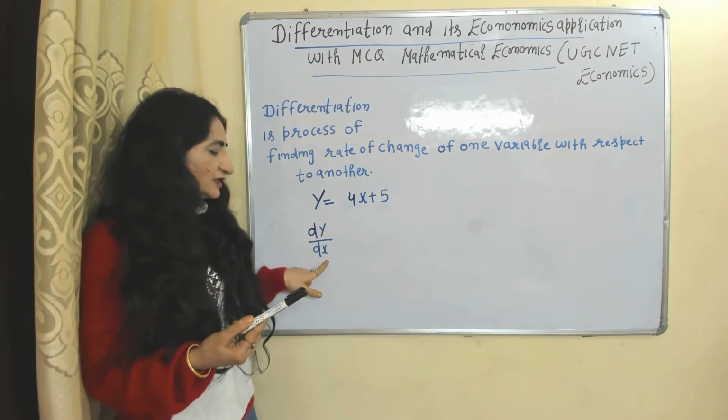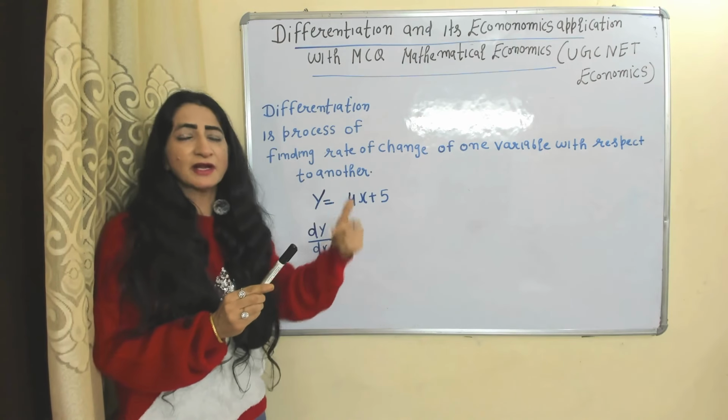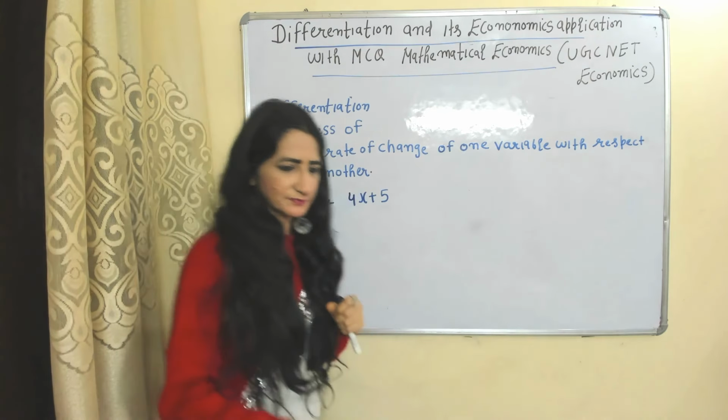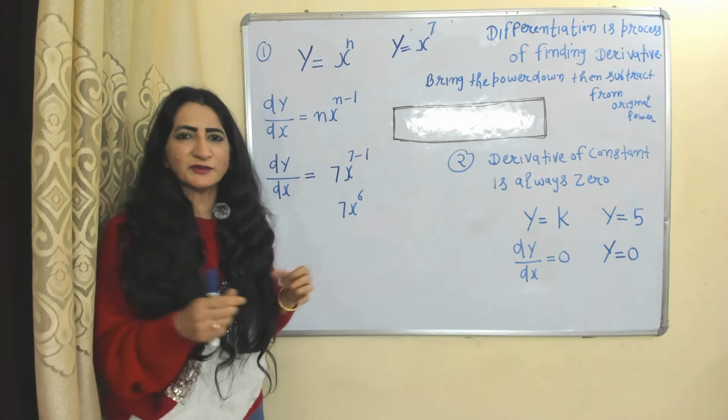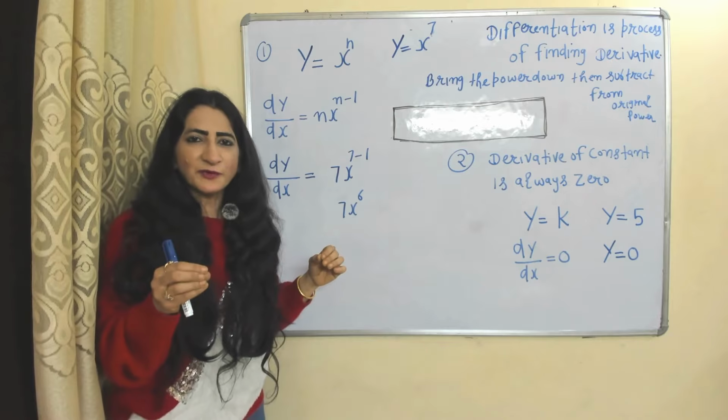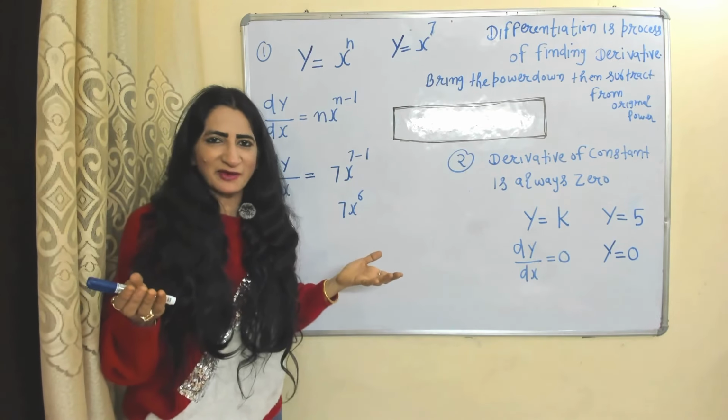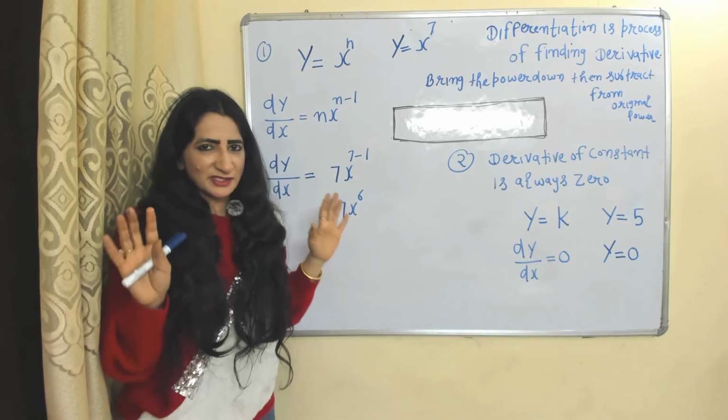So we can say that differentiation is a process of finding rate of change of one variable with respect to another. Sometimes we are confused between differentiation and derivative. Differentiation is a process of finding derivative. Now we will see some basic formulas.